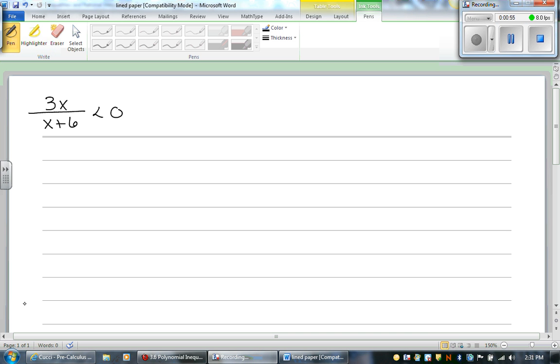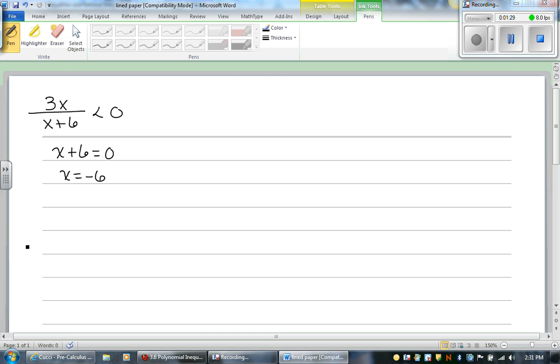Okay, so what we're going to do is look for all values of x for which the related function is not defined or is 0. We call these critical values. We're going to look at the denominator and the numerator separately. The first thing is to take a peek at that denominator. What value of x would make my denominator 0? And we know very quickly that that value is -6.